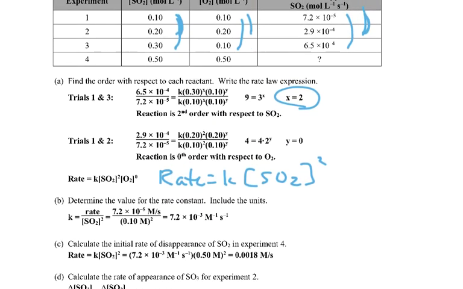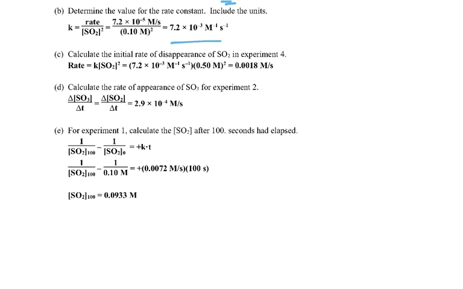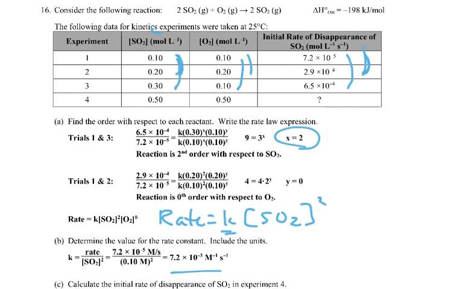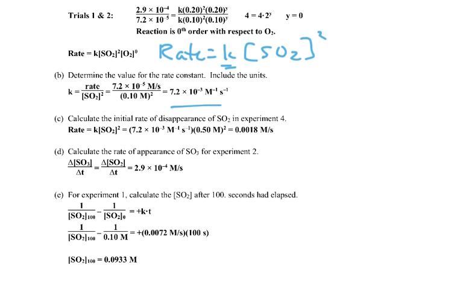We'll just go back and take some data, throw it into the equation, solve for K, and we get this number here. Part C, calculate the initial rate of disappearance of SO2 in experiment 4. Well, what do we have? We're trying to find this number here. We have a rate law, we have a value for K, we can just throw in those two numbers and get a value, and so it's just a plug and chug problem.